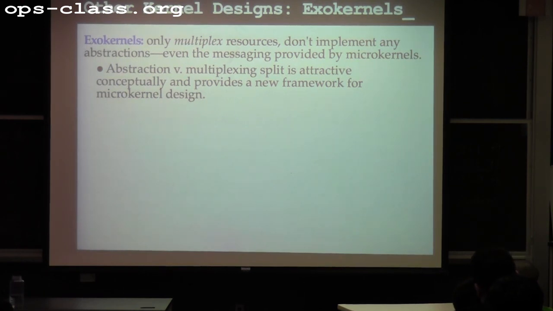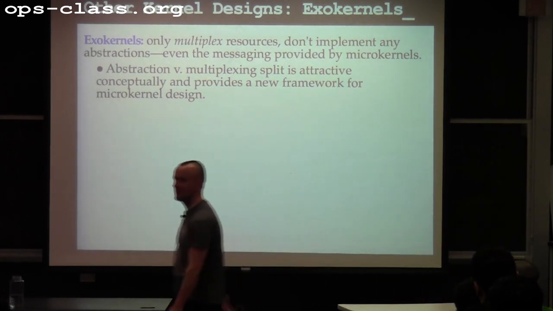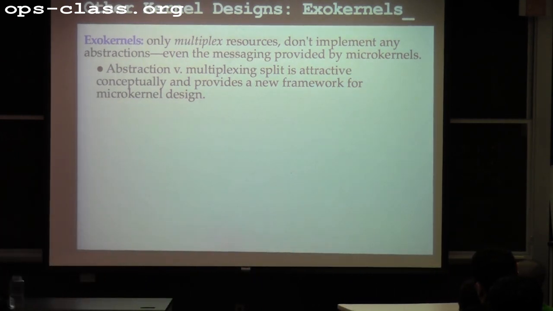So exokernels are another one of my favorite kernel designs because this actually motivated, at least for me, a lot of the conceptual way that I think about operating systems. These were developed at MIT in, oh man, the late 90s, I think. And what they did is they said, look, operating systems should not implement abstractions. They should only multiplex system resources and let everything else happen above them. And this was a division of operating system responsibilities. It was very different than what other people had been able to implement, right?